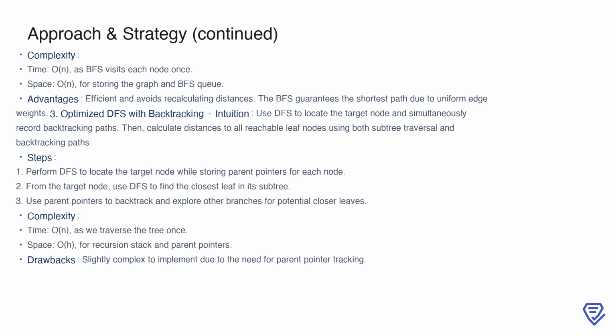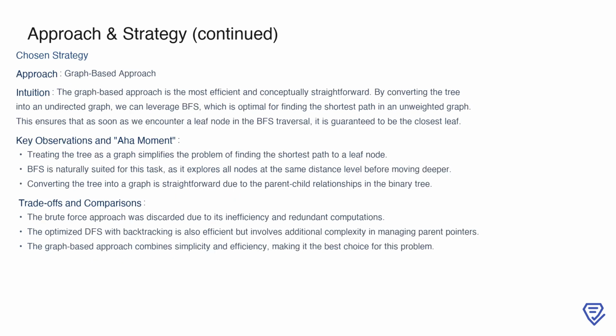While this approach is efficient, with a time complexity of O(n), it does have its drawbacks. Managing parent pointers adds an extra layer of complexity, making the implementation slightly more challenging. After evaluating these methods, we chose the graph-based approach as our strategy. This approach is both efficient and conceptually straightforward. By converting the binary tree into an undirected graph, we can leverage BFS to find the closest leaf.